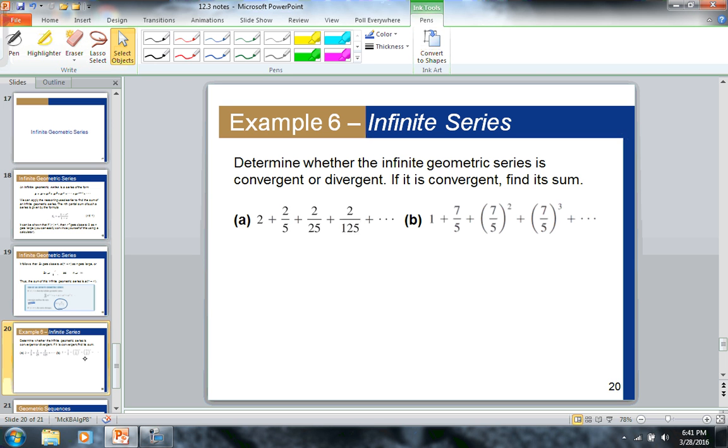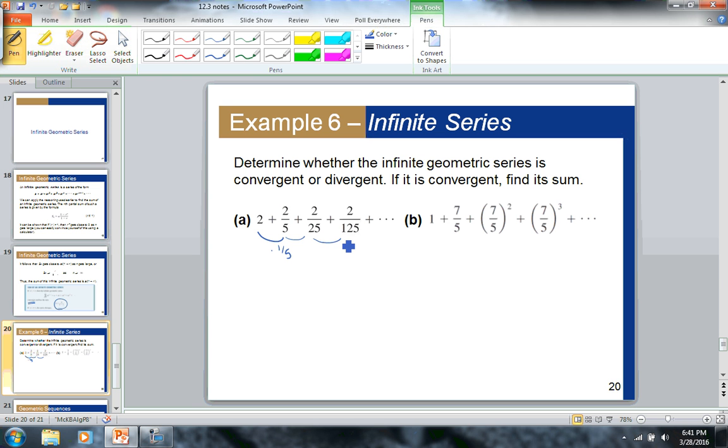Here we want to determine if the geometric series is convergent or divergent, and then if it is convergent, find its sum. For part A, we're starting with 2, and then going to 2/5, then 2 over 25, and then 2 over 125. The numerators are all 2, but our denominators are multiplying by 5. So to go from 2 to 2/5, we're multiplying by 1/5. We're multiplying the numerator by 1 and the denominator by 5, so we're multiplying the whole thing by 1/5 each time.